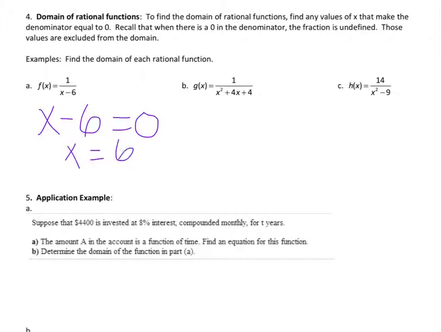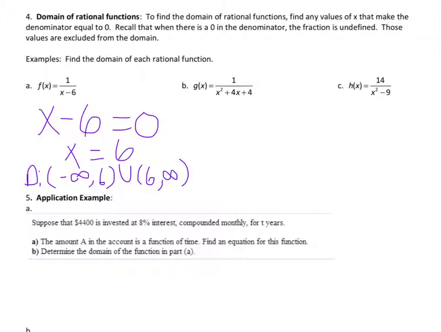So in this case, when we put 6 in that function, we get a 0 in the denominator, and that means that 6 cannot be in the domain. So the domain for this function would be -infinity to 6, parenthesis, union 6 to infinity. Because remember, putting parenthesis around a number means that you're not including it.